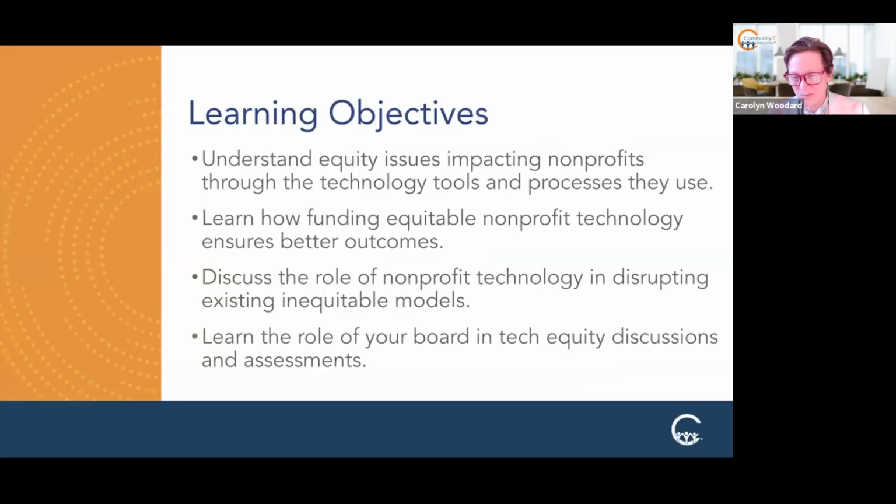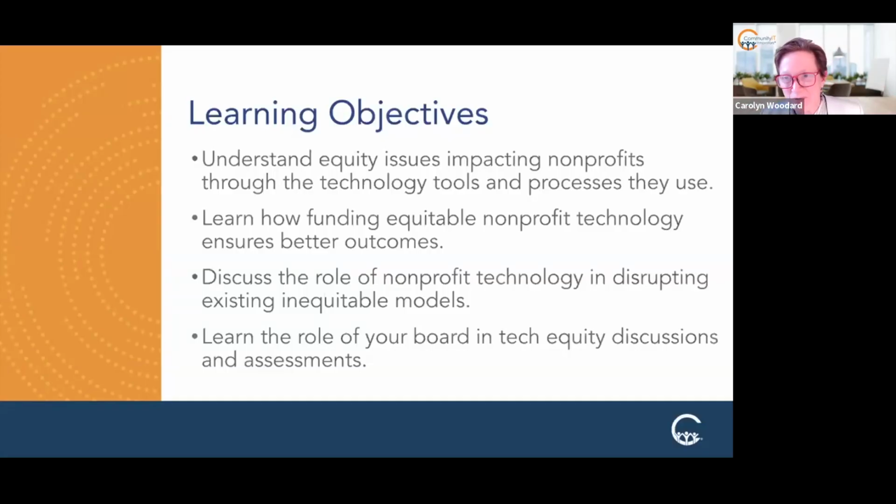And definitely, if people will download this equity guide, you crunch tons of information into this tiny little presentation, so I definitely recommend people go look at the full thing. But we wanted to understand equity issues impacting nonprofits and technology, and learn how funding equitable nonprofit technology ensures better outcomes. Like you said, have that strategic plan, be able to go to your funder with this strategic plan and be able to identify why getting a short-term something or a donated something doesn't fit with what makes sense for your organization. Discuss the role of nonprofit technology in disrupting existing inequitable models, and learn the role of your board in tech equity.